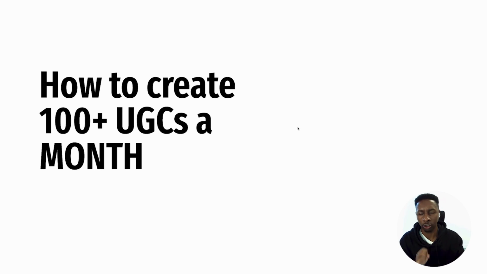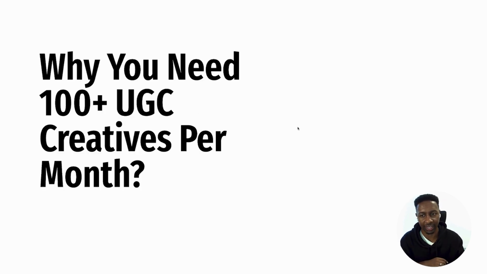It's called 100 plus UGCs, but using this formula you can create 200, 300, 500, as many as you want, and at the same time get results. First things first, you're probably wondering why you actually need 100 plus UGCs per month. It's a clickbaity number, but the fact is, the more you have, the more you can scale. If you're doing 10, you get less data, less sales. So the more you have, the better.